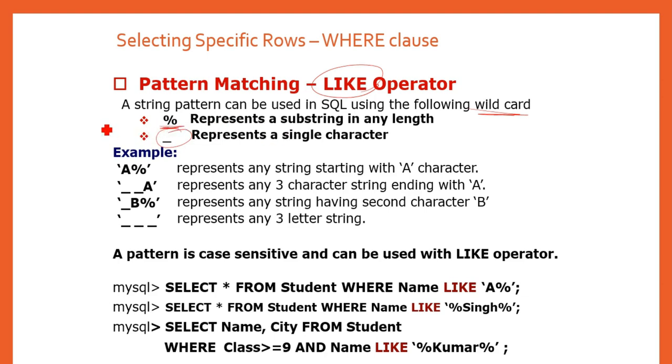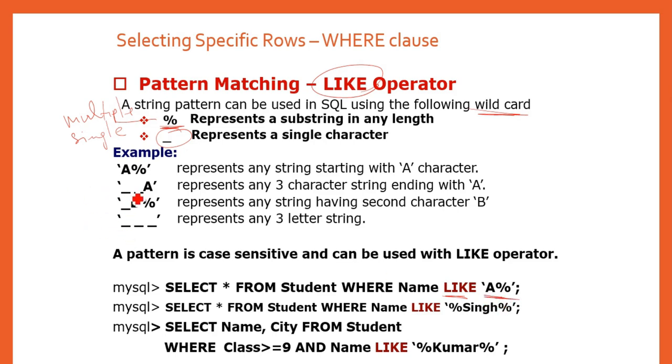The percent sign is a multi-character placeholder and the underscore is a single character placeholder. So if I am writing, the syntax is select asterisk from table name where name like. We have to write LIKE, and after writing like, we have to give the pattern. Now let's see the pattern.